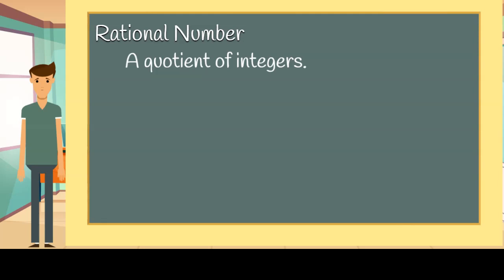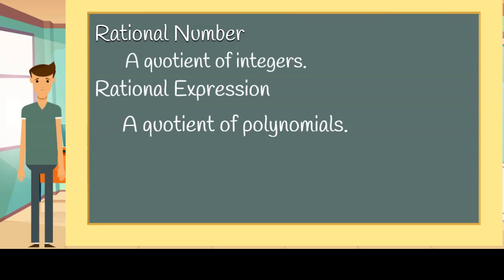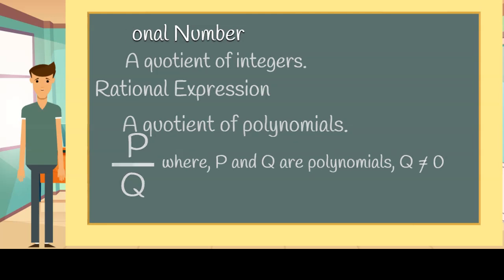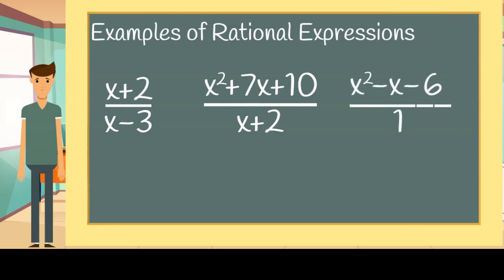Recall that a rational number is a quotient of integers. A rational expression is a quotient of polynomials, such as p over q, where p and q are polynomials, and q is not equal to 0. These are some examples of rational expressions. The last one may look a little strange since it is more commonly written as x squared minus x minus 6. However, it is important to note that polynomials can be thought of as rational expressions.